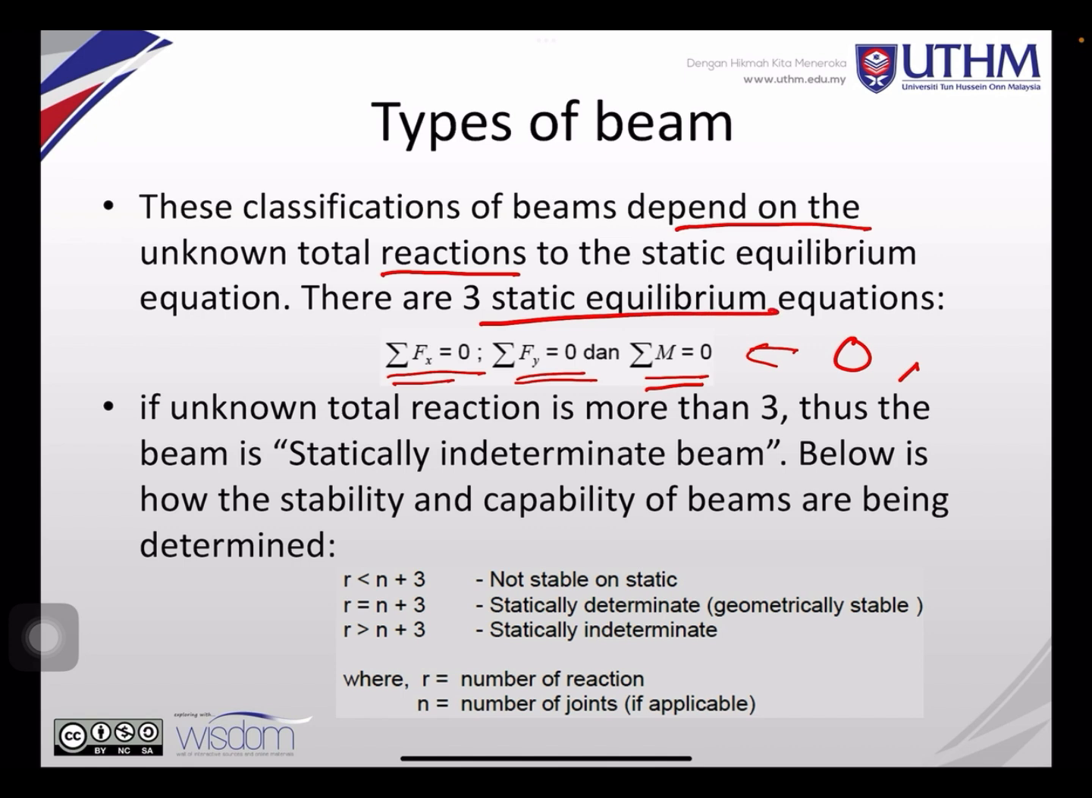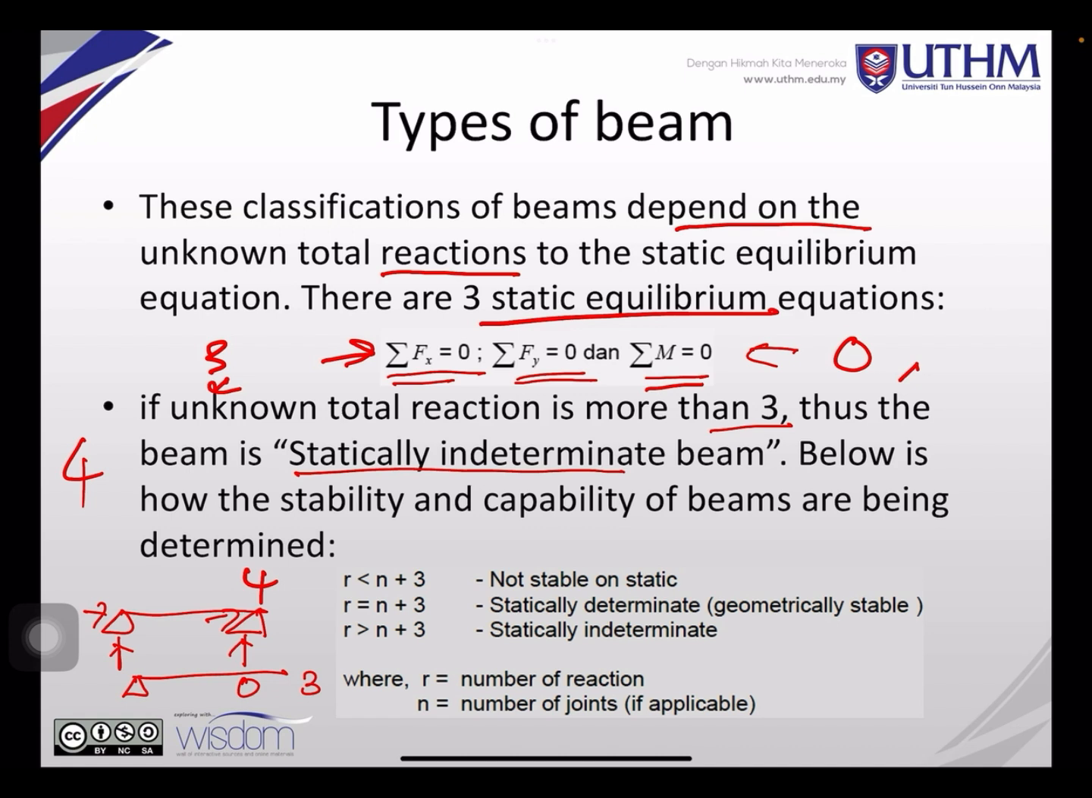If the total unknown reaction force is more than 3, let's say your unknowns are more than 3, then the beam is statically indeterminate. You cannot determine more than 3 unknowns using these equations, because there are only 3 equations. For example, if you have a beam with 2 pins, you have 4 unknowns instead of 3. If you have 1 pin and 1 roller, this is 3 unknowns, so this one is statically determinate.